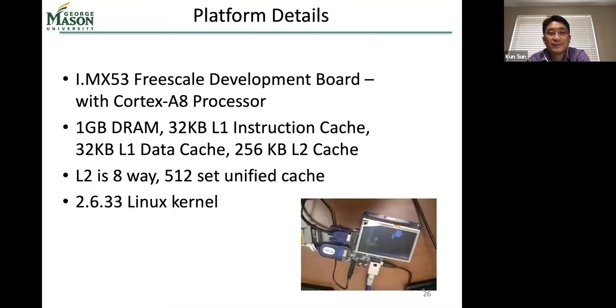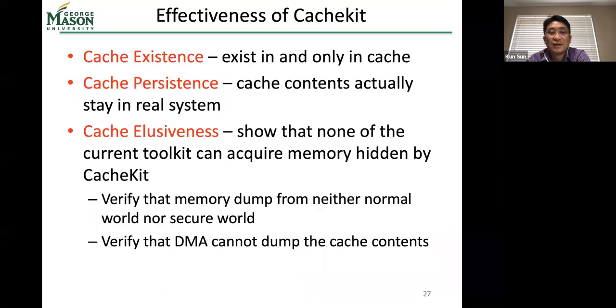We implemented our system on Cortex-A8 processors, and we verified the cache-existing rootkit. Actually, we implemented interrupt vector interception: we intercept the normal interrupt vector table. We verified that this malicious code exists in the cache and can stay there for a while. We can also elude detection from both the normal world and the secure world.